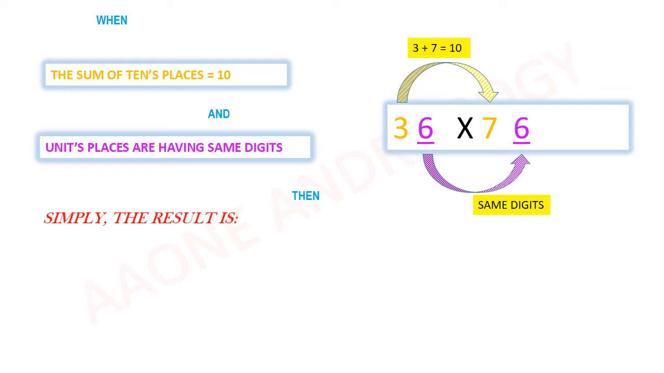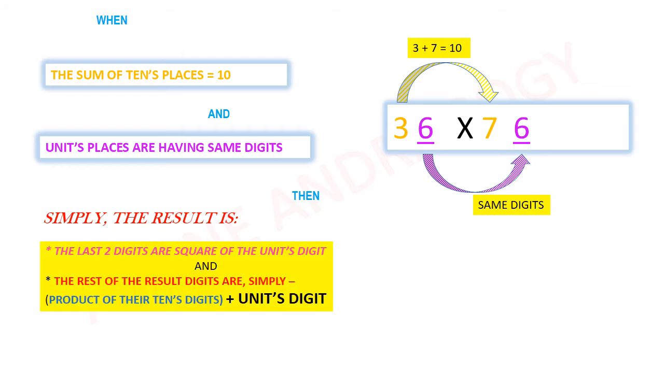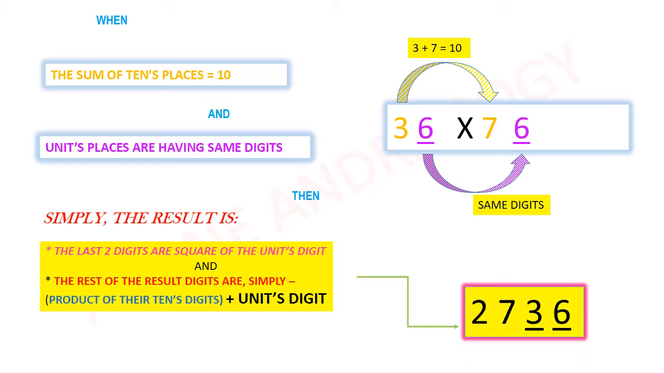Now the result will always be: the last two digits are the square of the units digit, and the rest of the result digits are simply the product of the tens digit times the tens digit plus the unit digit, that is 2736 simply.